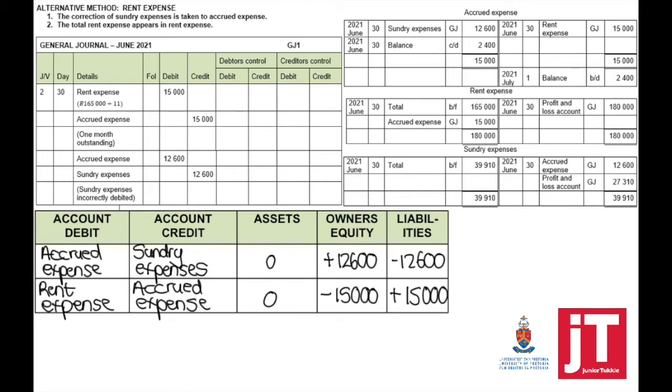Effect on the accounting equation. Because my expense increased, it will have a negative effect on the owner's equity. Liabilities will be plus. Take note, accrued expense, the balance is exactly the same as in the previous illustration. Rent expense, the total for this accounting period is exactly the same as in the previous illustration.